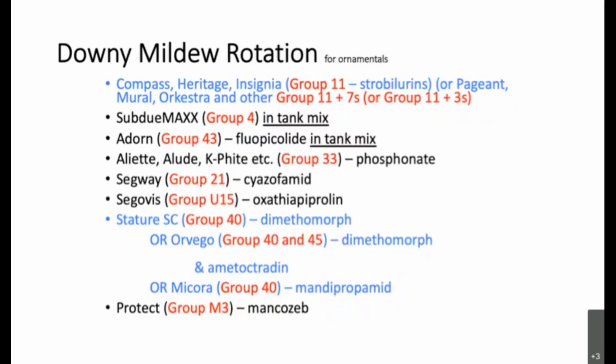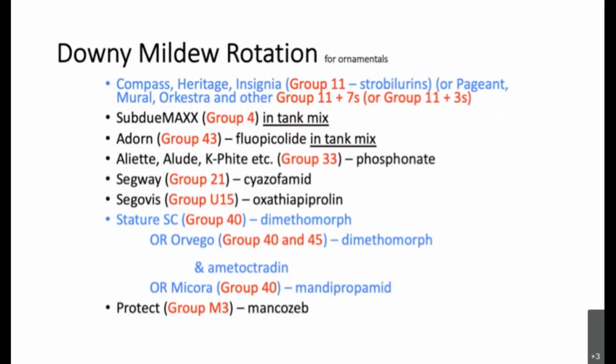And the other group that's extremely useful here is the group of the materials that are down here in the Stature SC or Orvego or Mikora group. They're particularly good, and I probably should highlight the Segovis as well.